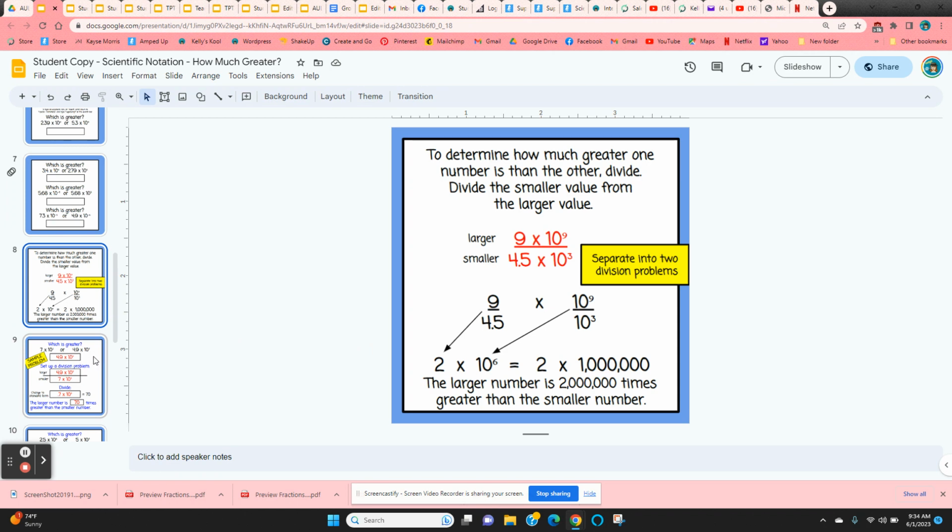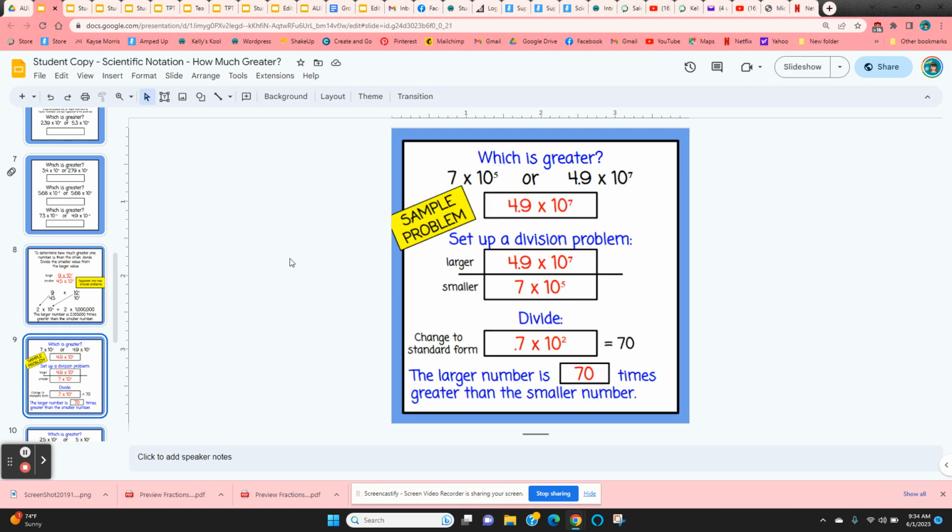Okay, so then they move on. They give an example. So they're going to be filling out some slides that look just like this. This is a sample problem. Which is greater? So they determine first which is greater, the one with the greater exponent. They set up their division problem, the larger over the smaller. And then they want to divide with two separate division problems.